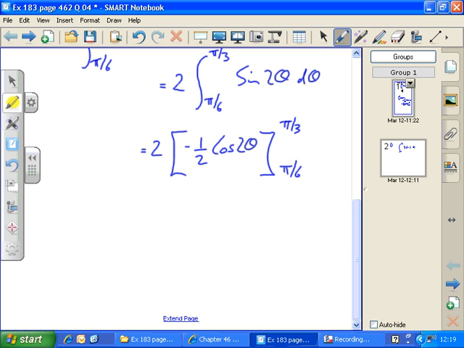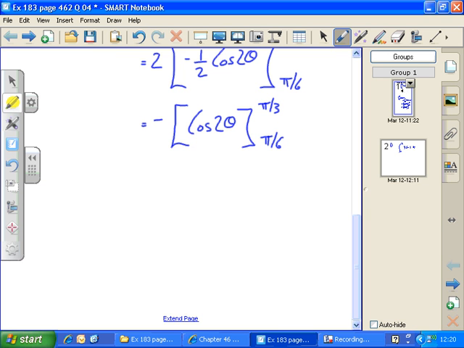The minus a half can come outside the square bracket. 2 times minus a half is minus 1. This is minus cos 2 theta between the limits pi by 3 and pi by 6. I'll let you carry on and finish this off now.